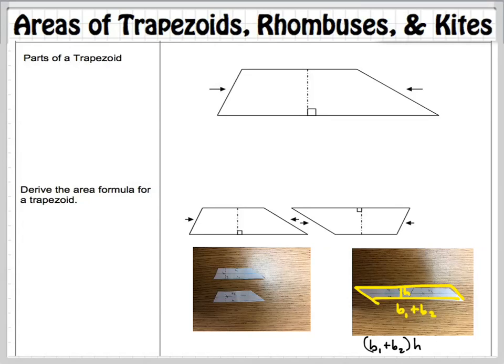Well, what if I don't want the area of the parallelogram? What if I want the area of just one of these trapezoids, like this trapezoid right here? How would I find the area of that? Would I be able to use this right here to help me find the area of this trapezoid? What would I have to do to this to find the area of that trapezoid?